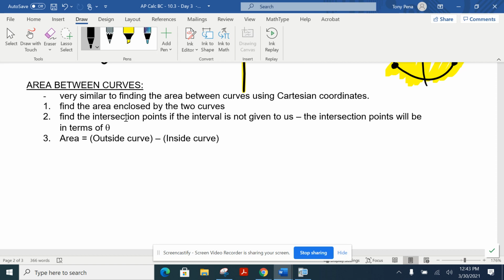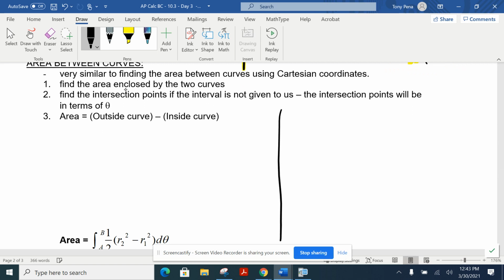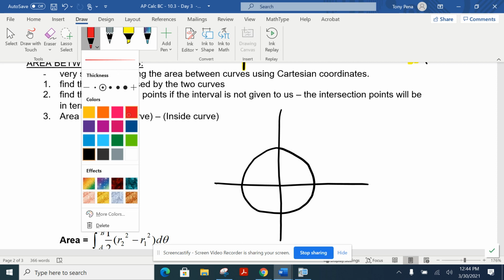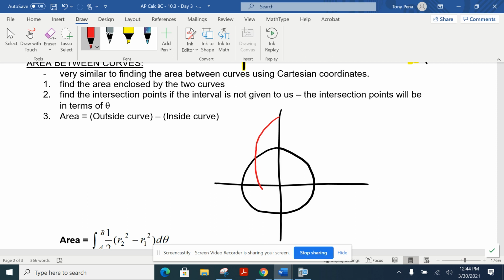There is a little difference here, so you just want to be careful. It says find the area enclosed by the two curves. So sketch in that space that I left you. What did I draw in? Draw in a circle that looks like this. And then draw in a little cardioid that looks like this vertically. And I want the area enclosed by them. So I would be looking for the area between them, which would be this stuff here.